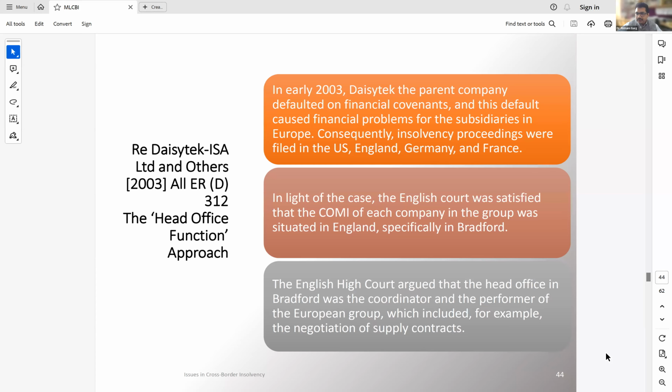So this was, even though it may not be a very good or authoritative reasoning today, but at that time this was the reason upon which the court considered to consolidate this Daisy Tech company, the holdco and the subsidiaries.